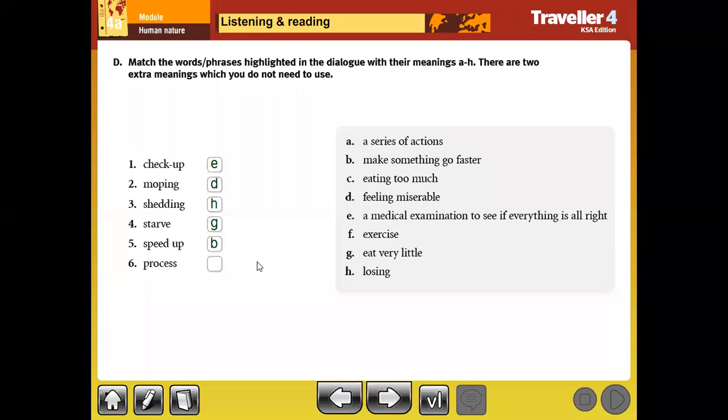The word process means, A, a series of actions. So the word checkup means a medical examination to see if everything is all right. Mopping means feeling miserable. Shedding means losing. Starve, to eat very little. And speed up, to make something go faster. Process means a series of actions.